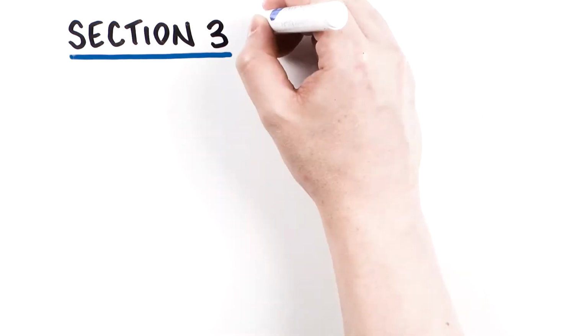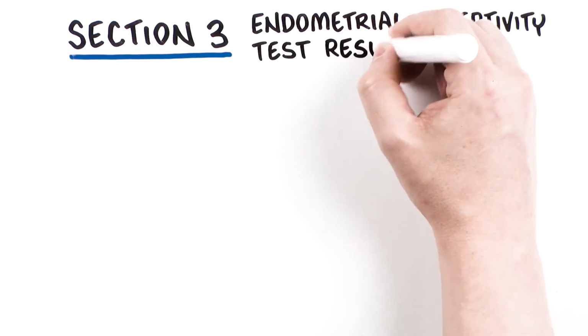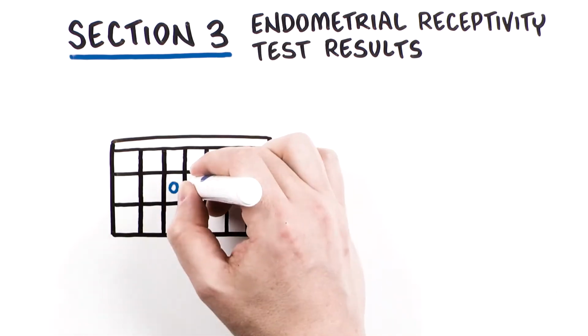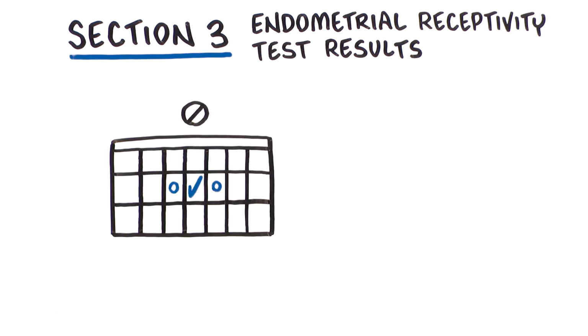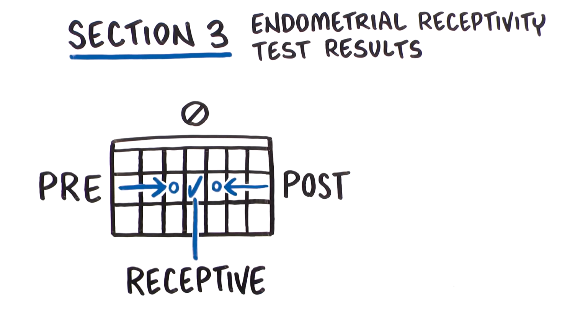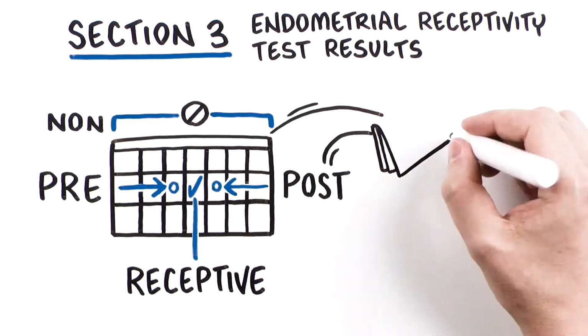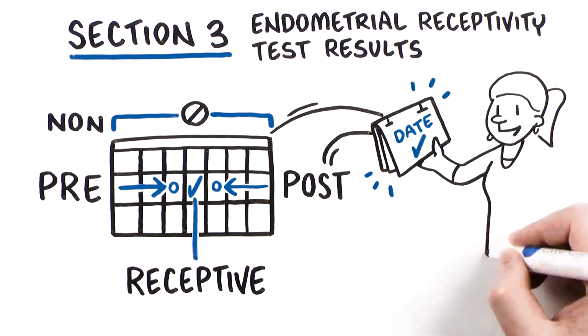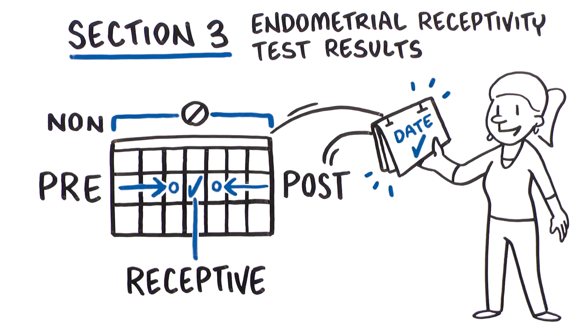Section 3. Endometrial Receptivity Test Results. The ERPeak test identifies the 4 stages of endometrial receptivity: pre-receptive, post-receptive, receptive, or non-receptive. ERPeak also provides a recommended transfer time in cases where the results are pre-receptive or post-receptive.